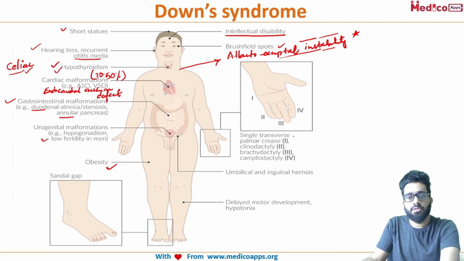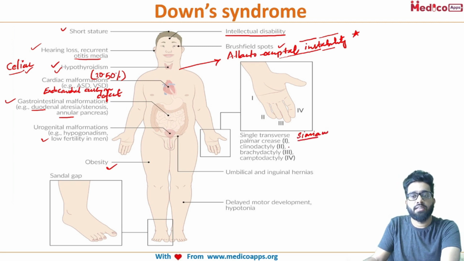Okay, in the palms, unlike us, we have two or three palmar creases. Here in Down syndrome, we have a single palmar crease. This is called, can you guess what is the name of this? So this is called simian palmar crease, or single palmar crease. Okay. So you have other manifestations in the hand like clinodactyly, brachydactyly, and camptodactyly. Okay. Along with it, you can have umbilical hernias.